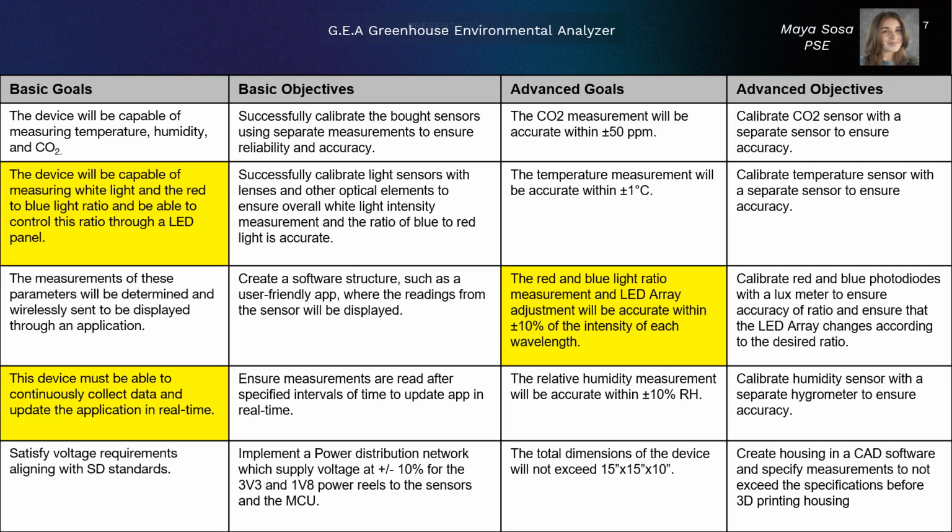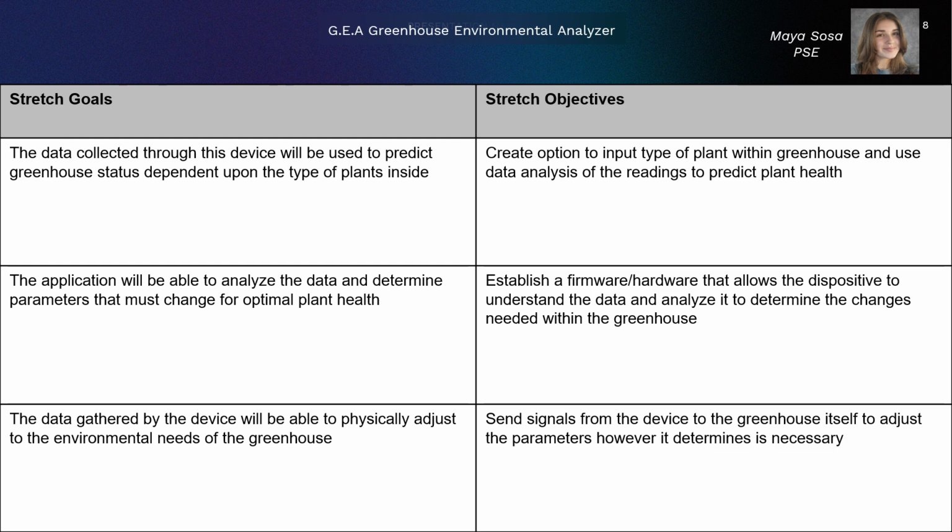The three I'd like to talk about are that 1, the device will be capable of measuring white light and the red to blue light ratio, while also being able to control this ratio through an LED panel. This device must be able to continuously collect data and update the application in real time. The red and blue light ratio measurement and LED array adjustment will be accurate within plus or minus 10% of the intensity of each wavelength. And we will get into this more later. Here are our stretch goals and objectives. These are meant to be completed if we continued with this project after senior design.